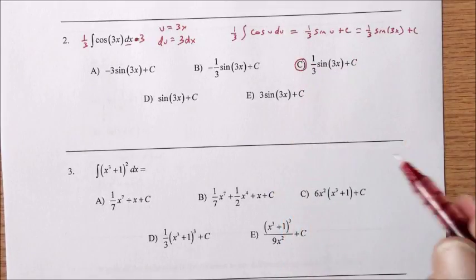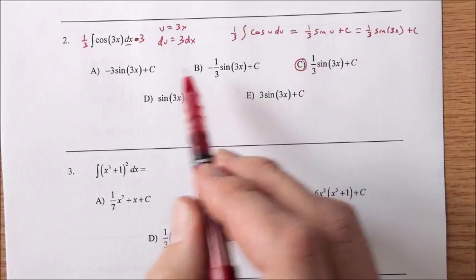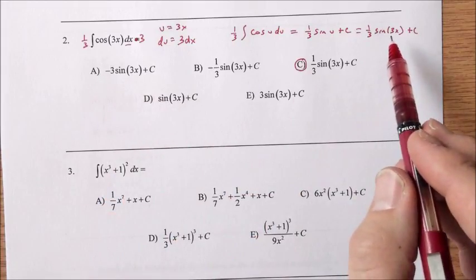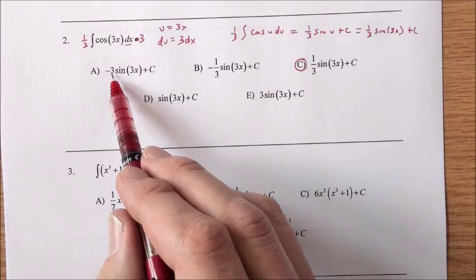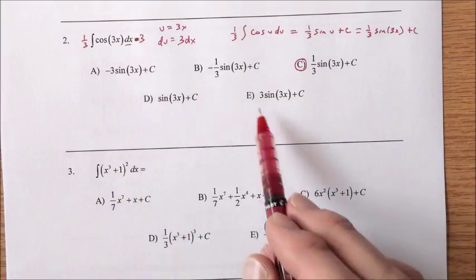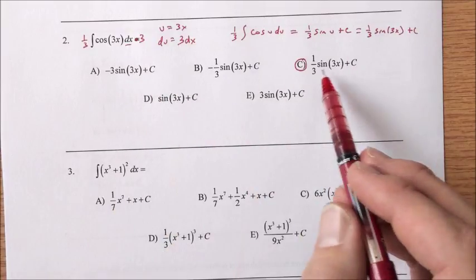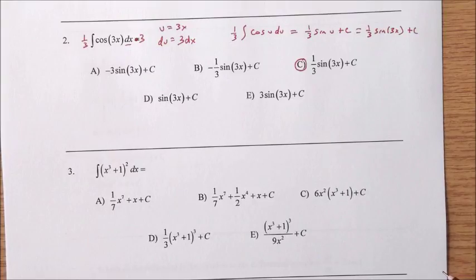But notice what they've done here. They've got negatives to try and confuse you. They realize that you have to put in a 3. They want to make sure that you put the 3 on the inside and not on the outside. So they've got confusers going all around, but ultimately we're looking at C.